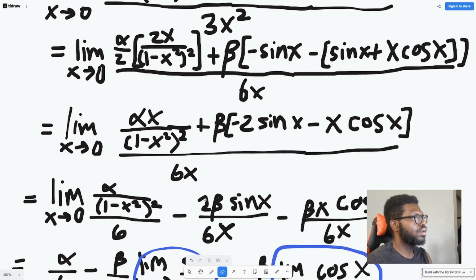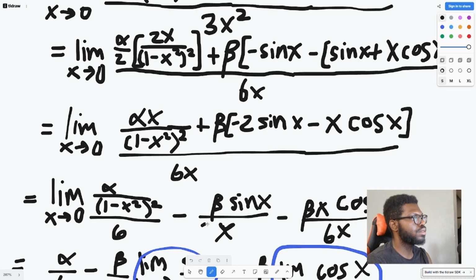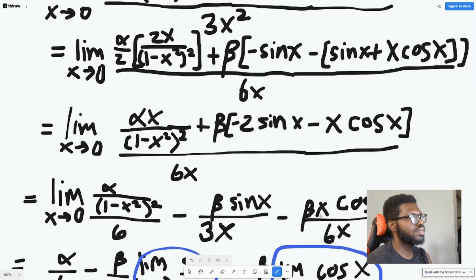And here, well, we have 2 over 6. That's the same as 1 over 3. I'm just going to replace that 2 over 6 with just a 3 in the denominator, which means we have beta sine x over 3x. And then for the third term, well, these x's are going to cancel. Let's just knock these guys out right now. When we do that, we get beta cos x over 6.